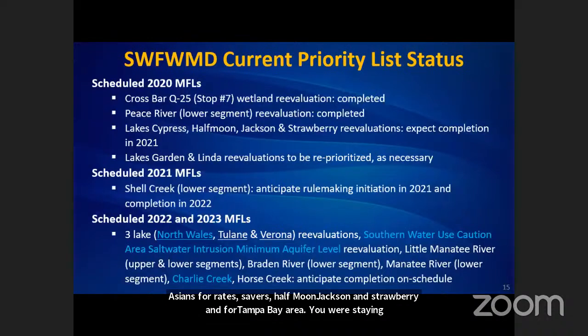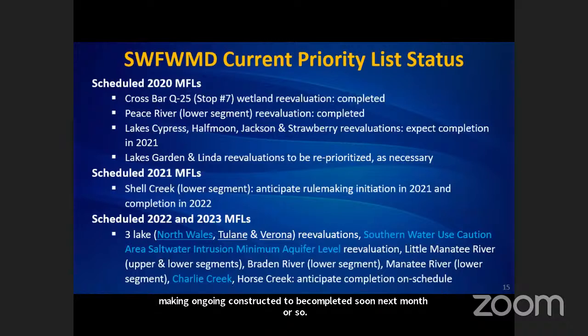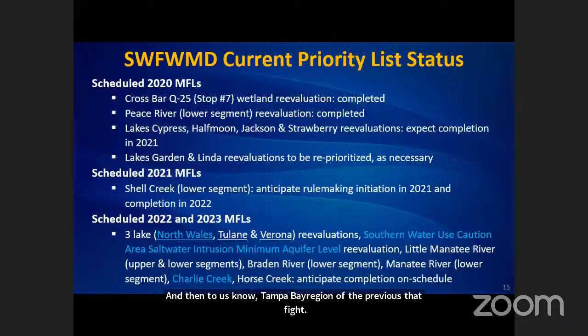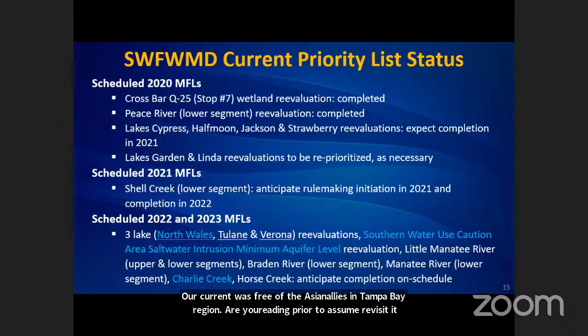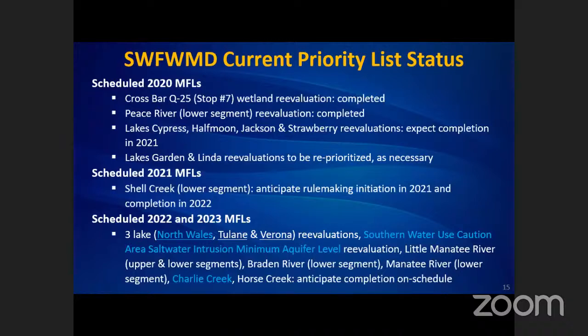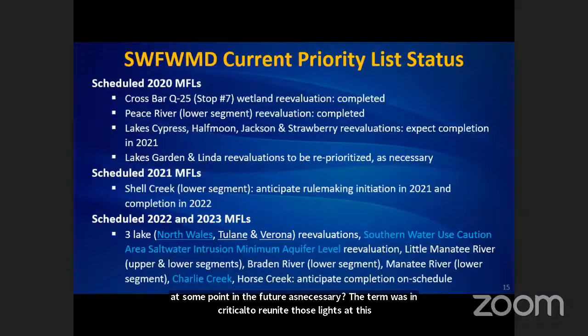And then 2 lakes in the northern Tampa Bay region that we previously identified on our current list for reevaluation, Lakes Garden and Linda, are going to be reprioritized off our list and revisited at some point in the future as necessary. We determined it wasn't critical to reevaluate those lakes at this time relative to the other work that we needed to accomplish.